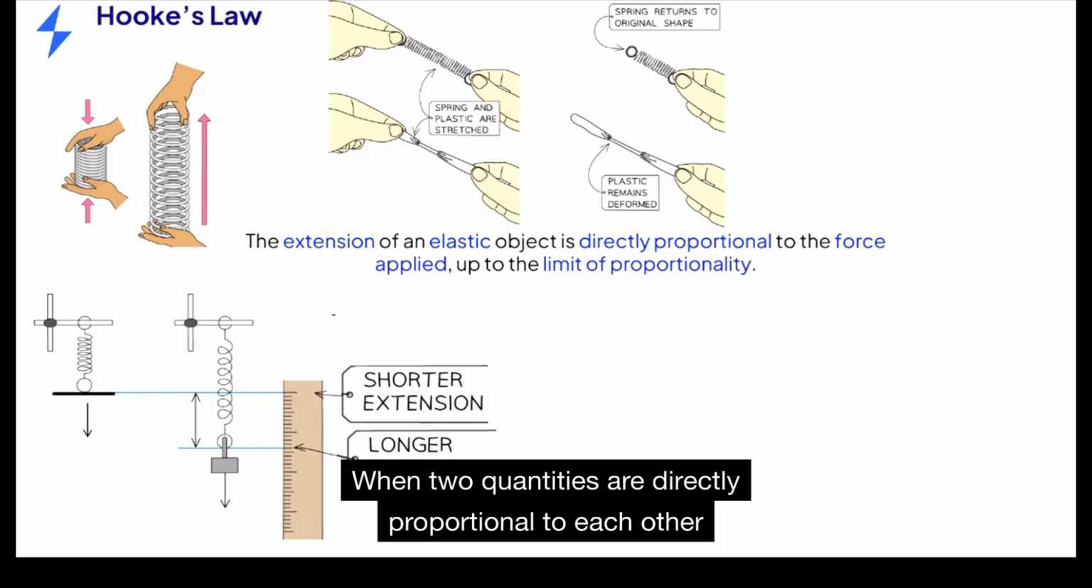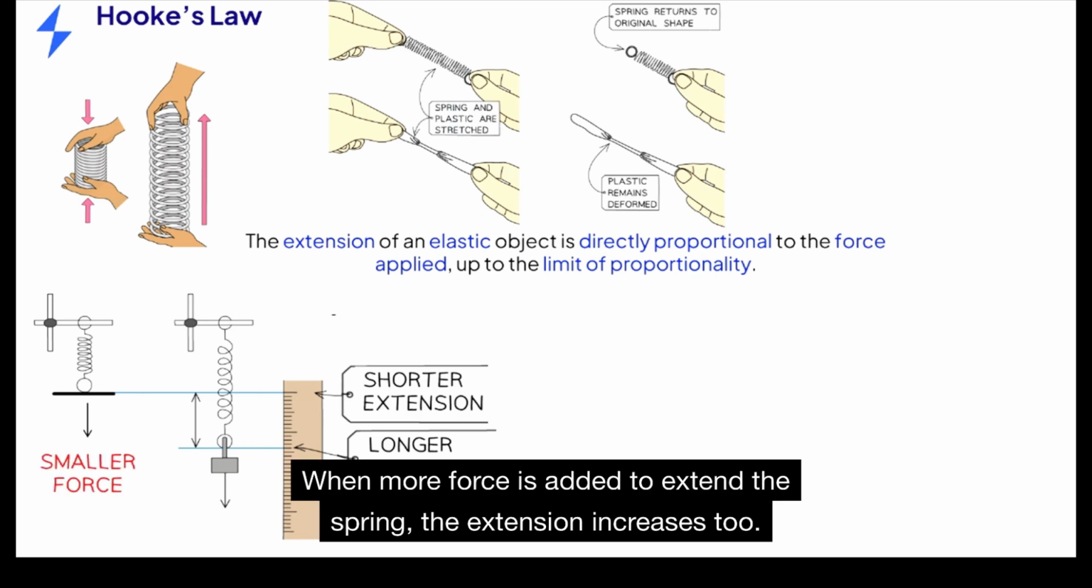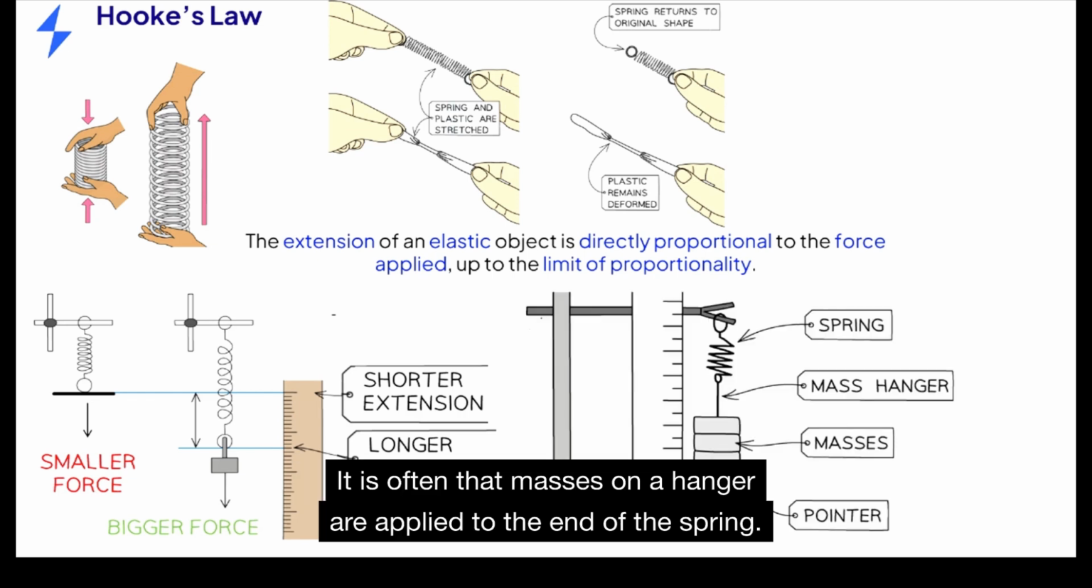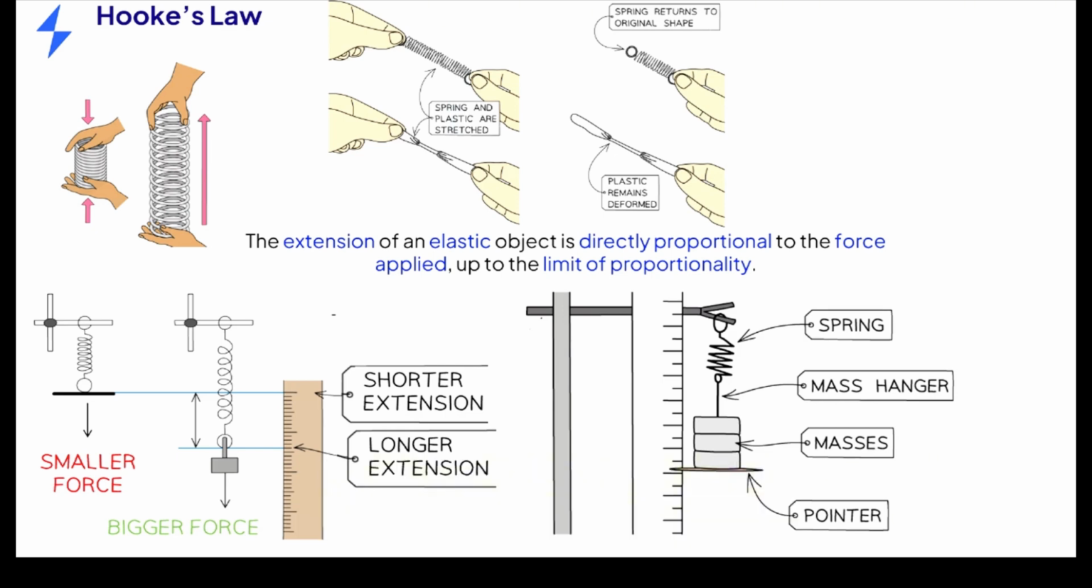When two quantities are directly proportional to each other, as one increases, the other does too by the same factor. When more force is added to extend the spring, the extension increases too. It is often that masses on a hanger are applied to the end of the spring. This creates the force for the extension.